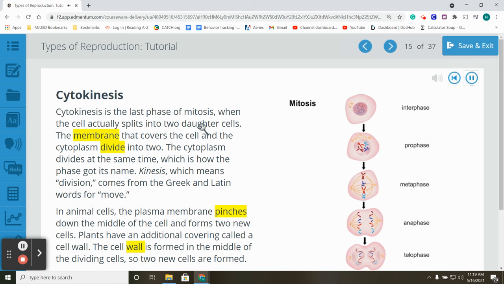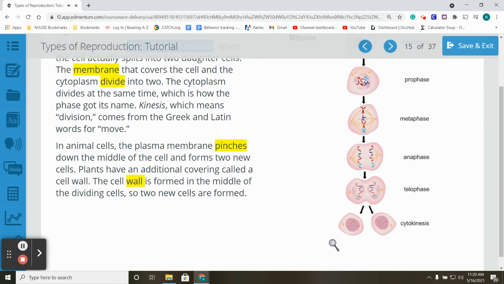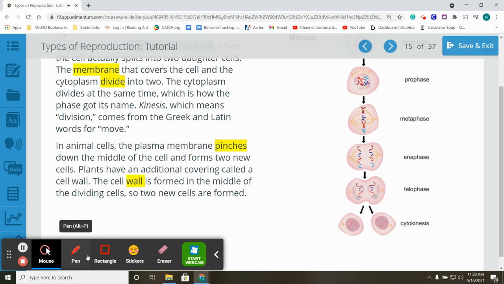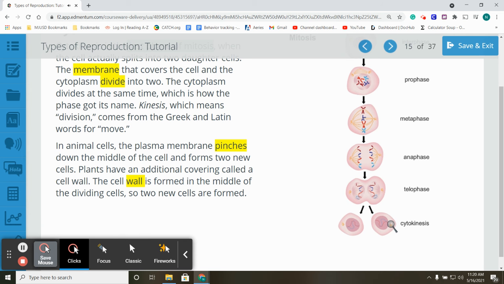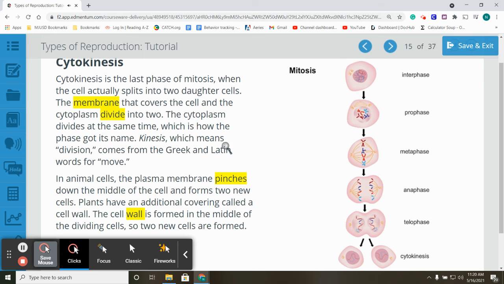Cytokinesis. Cytokinesis is the last phase of mitosis, when the cell actually splits into two daughter cells. The membrane that covers the cell and the cytoplasm divide into two. The cytoplasm divides at the same time, which is how the phase got its name. Kinesis, which means division, comes from the Greek and Latin words for move.